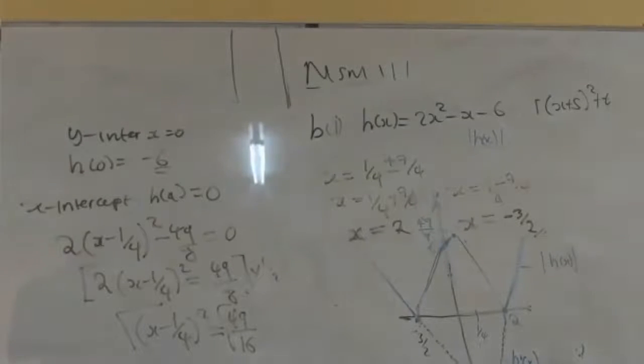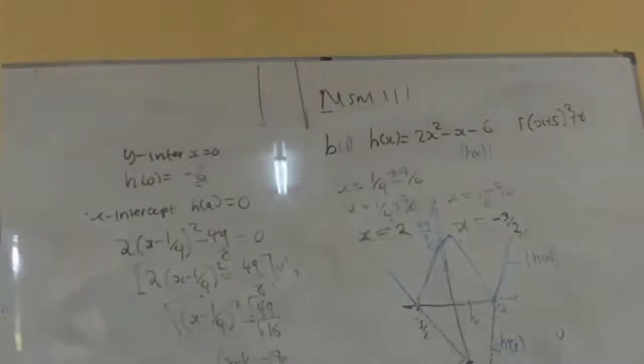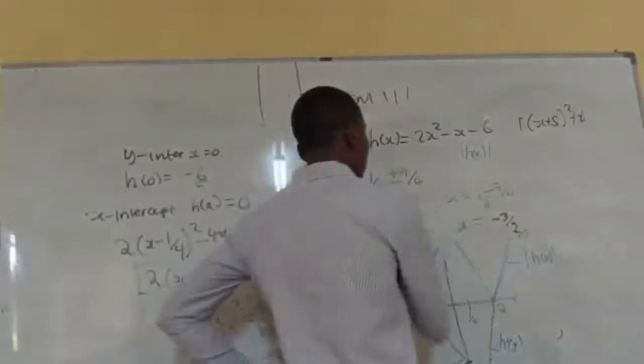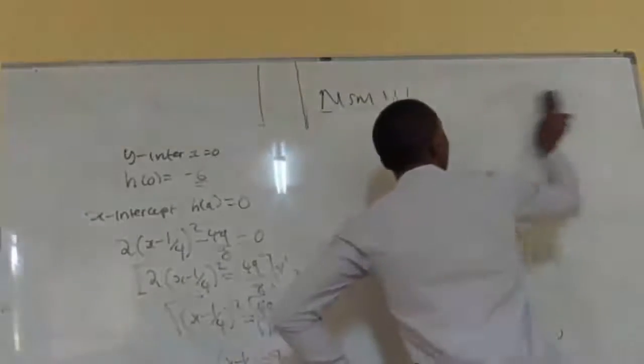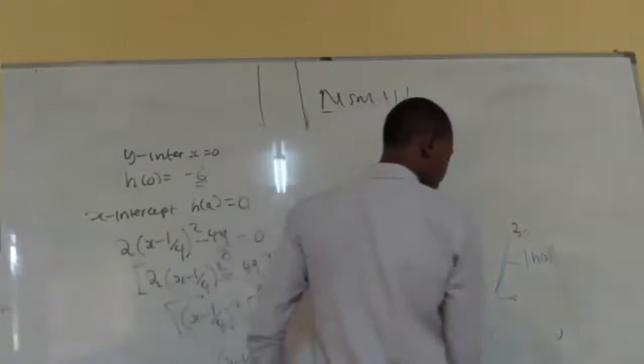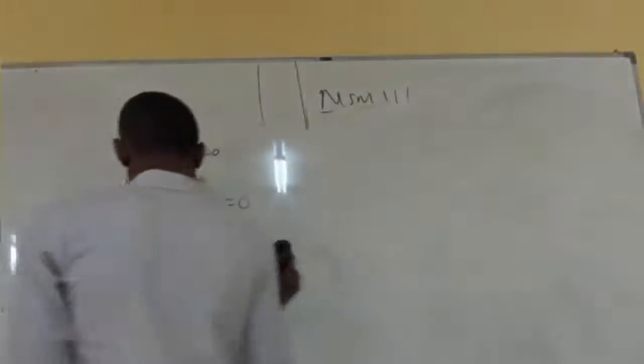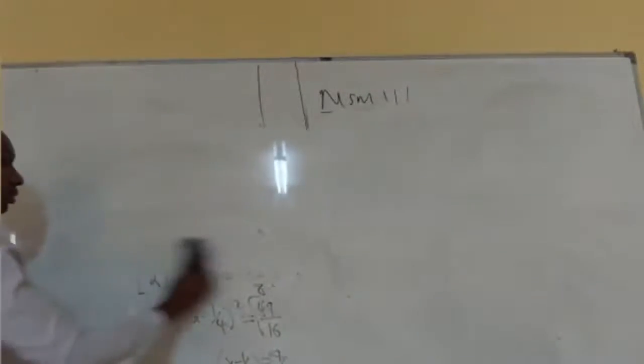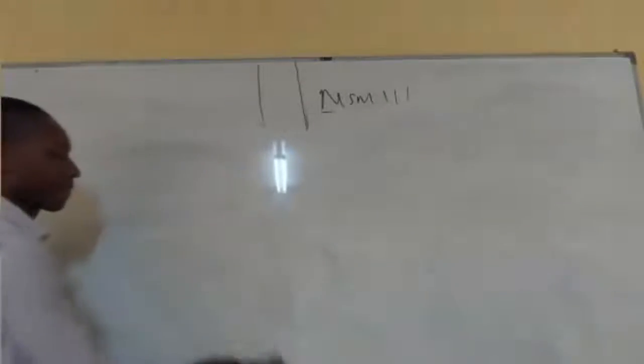Okay, so the next question is saying, if the quadratic equation has one root twice the other, find the values of k, hence determine its roots for the values of k. It has one root twice the other.